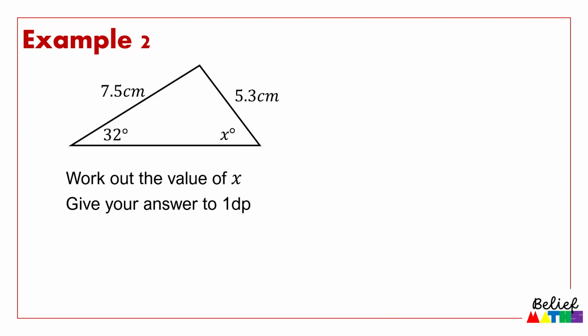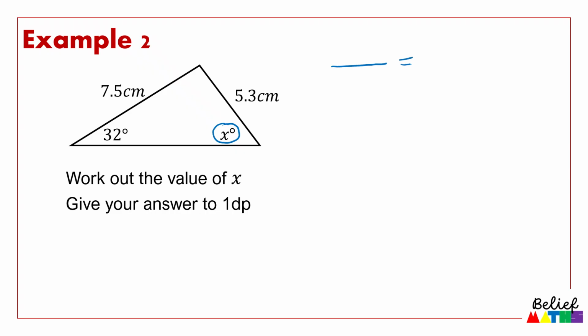Now in this second example, we're going to look and see, okay, have we got a matching pair? And we have. We've got that 32 degrees and that 5.3 centimeters. So we've got our matching pair, so we know that this one works. Now, in this case, our x is an angle. So it's going to look slightly different. We've got one extra step to do, but we're going to start in exactly the same way.